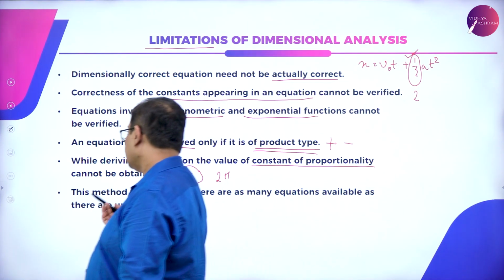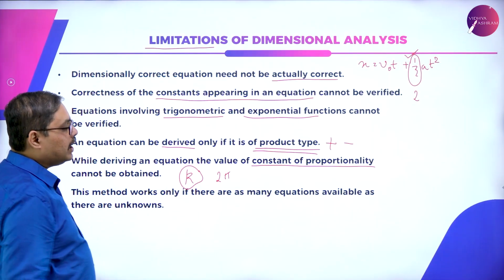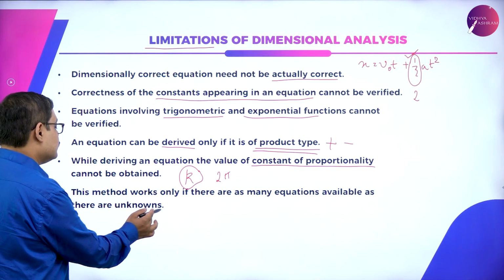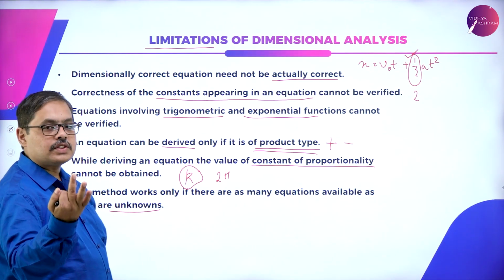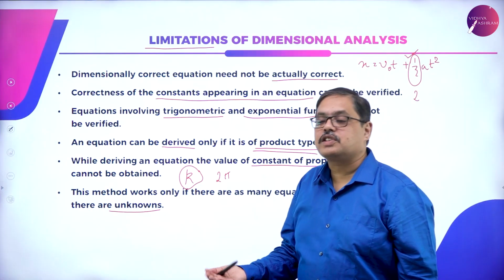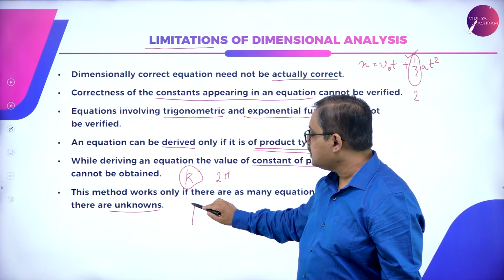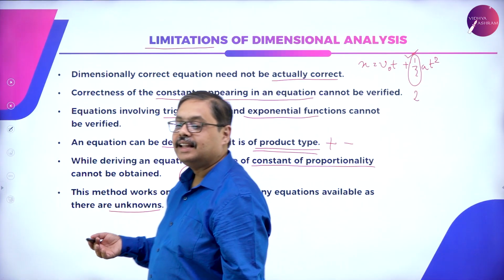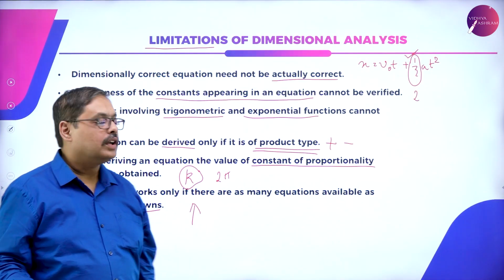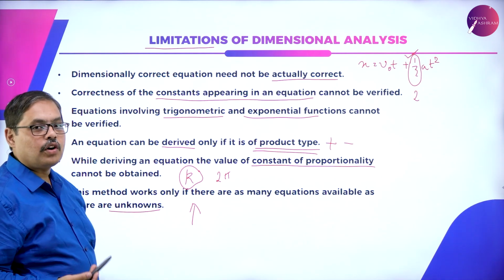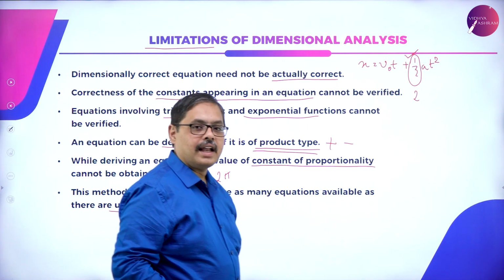Okay? Then, this method works only if there are as many equations as the number of unknowns. If you have 3 unknowns, then there must be 3 equations. If there are 5 unknowns, there must be 5 equations. So with the number of unknowns increasing, the number of equations will also increase, and thereby the complexity will also increase. So these are some of the limitations of this dimensional analysis.